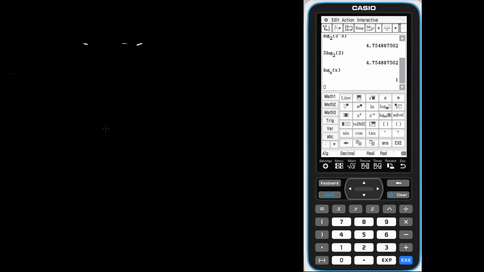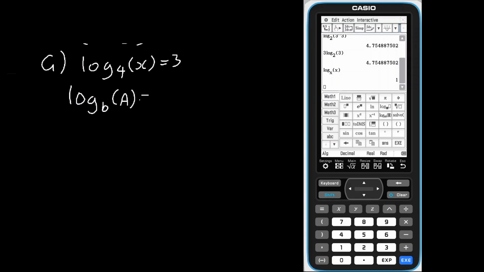Okay, let's go down to part G here. Part G is asking us to solve log base 4 of x is equal to 3. Now this is 2 marks, so we can just get the equation from the calculator, but that'll only give us 1 mark. So what's really important here is that we swap it back out using the other log law. So remember that log base b of a is equal to c. Well, that's like saying b to the power of c is equal to a.